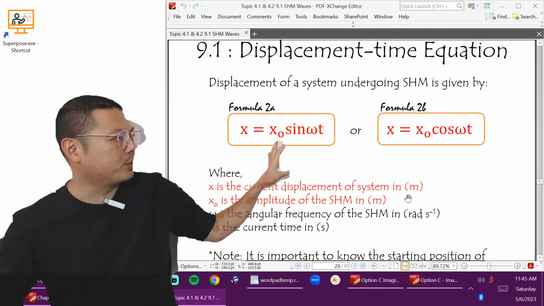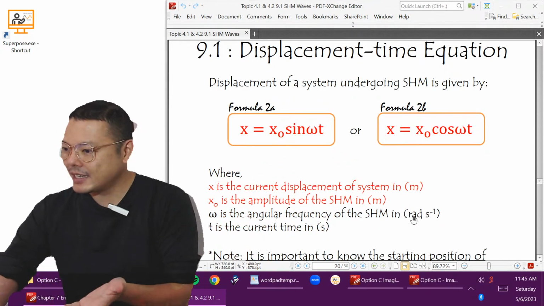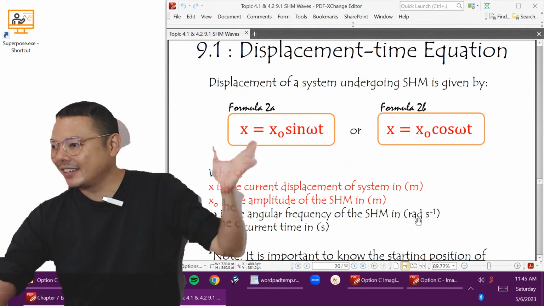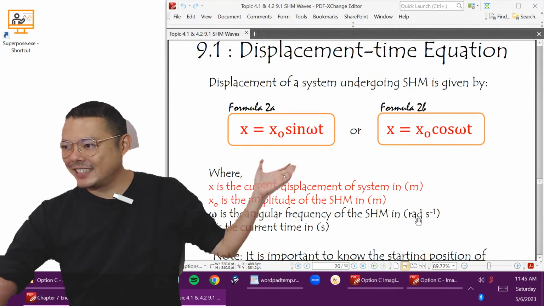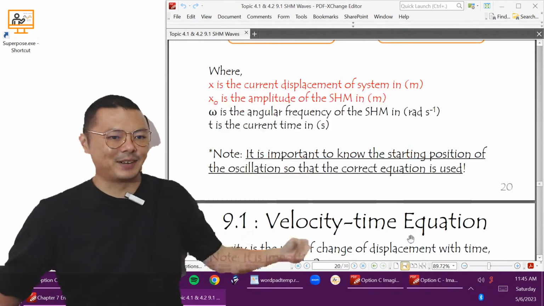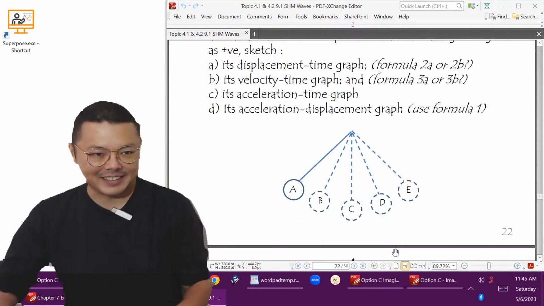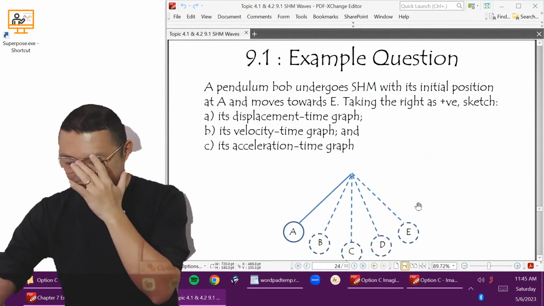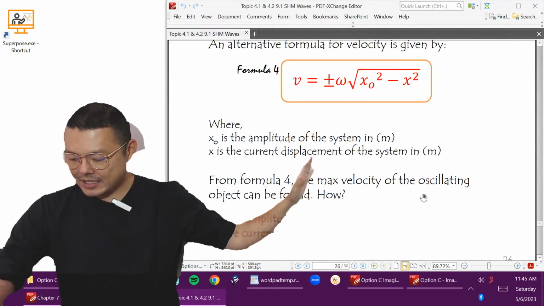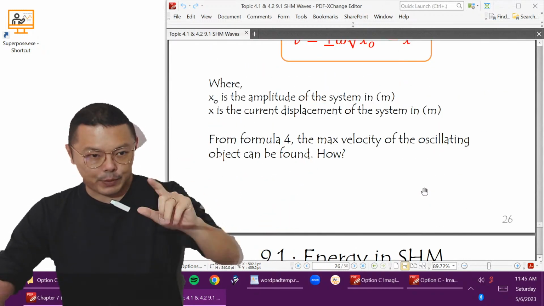So we have to learn how to use these equations also. Some of you have seen the equations before already. Maybe the teacher just briefly showed you, then closed it and said, let's move on to the next topic. Now I'm not going to do that. I'm going to explain everything to you. So this is 9.1, and 4.1 and 9.1 are together.